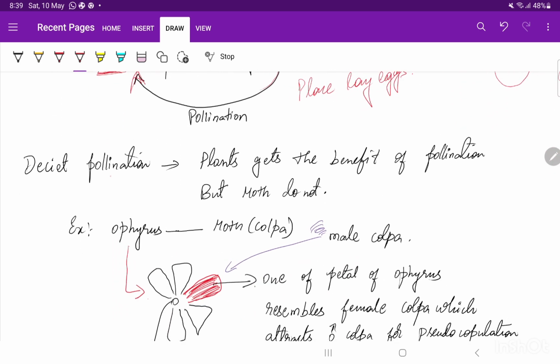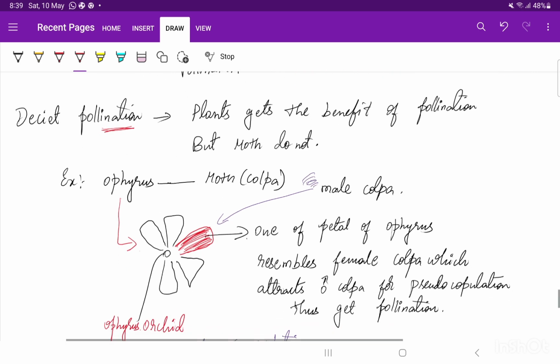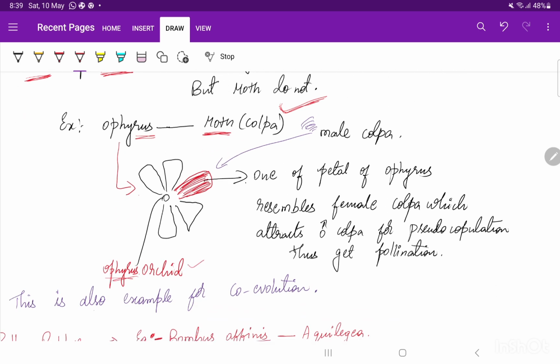Next is deceit pollination. What is deceit pollination? The plant gets the benefit of pollination, but the moth does not. Deceit means cheating. Ophrys is pollinated by a moth called Colpa. This is Ophrys, which is an orchid. One of the petals of Ophrys resembles the female Colpa, which attracts the male Colpa to come to it. Pseudo-copulation occurs, and thus the flower will get pollinated, but copulation doesn't occur.